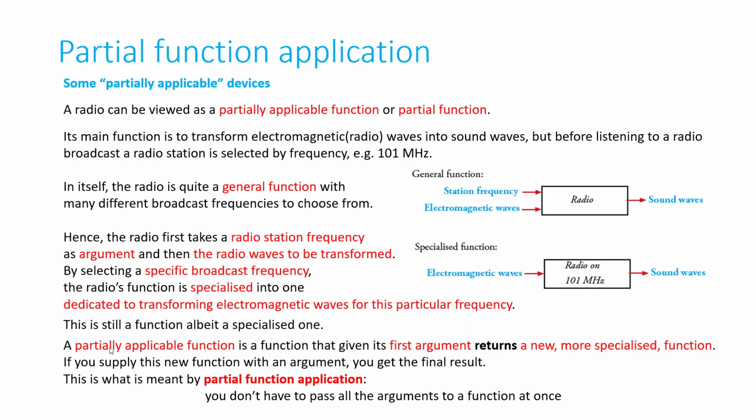So a partially applicable function is a function that, given its first argument, returns a new, more specialized function. If you supply this new function with an argument, you get the final result. This is what is meant by partial function application. So in reality, it really means you don't have to pass all the arguments to a function at once.